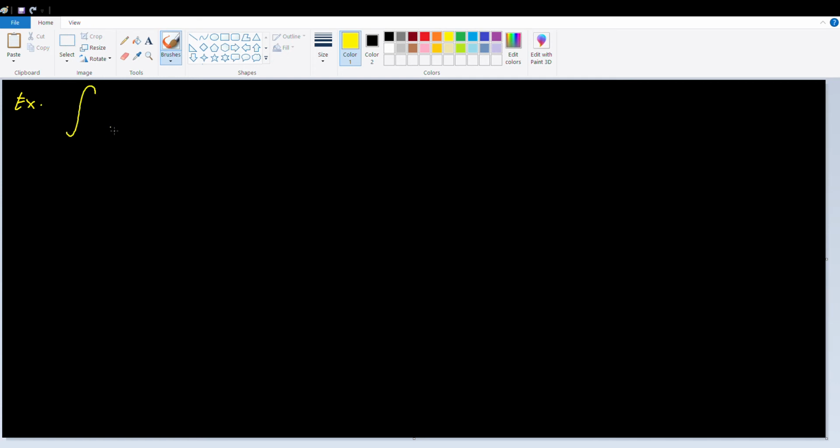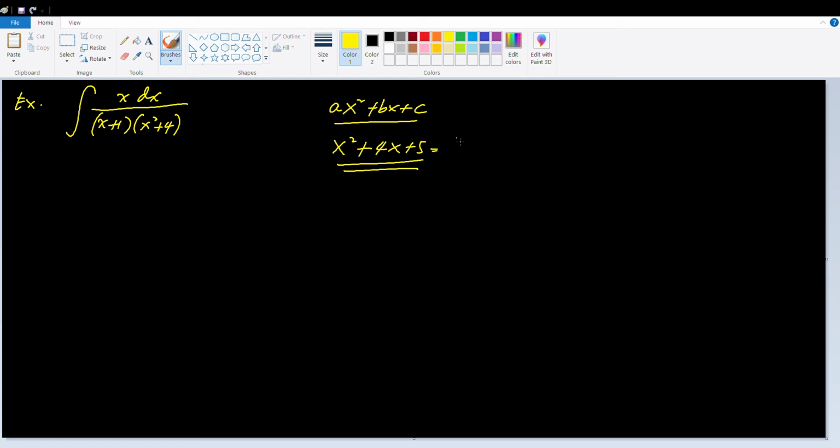Let us evaluate the integral of x dx all over the quantity x plus 1 times x squared plus 4. Before we work on this, the quadratic factor ax squared plus bx plus c should be such that it is no longer factorable into linear factors. Example is x squared plus 4x plus 5. Though it is quadratic in form, it is factorable into two linear factors, or let me change that. The constant here should be 3.